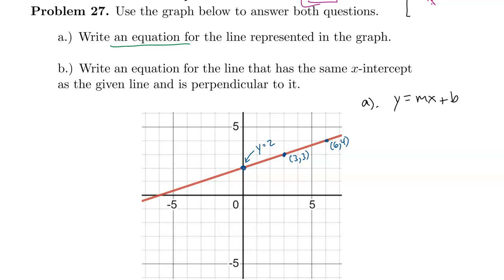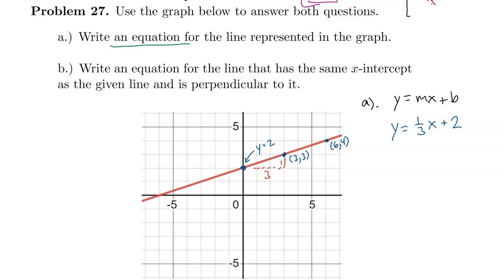And so I can do this visually, but I could also use the slope formula. I can see that the slope has a run of 3 and a rise of 1. So the slope is 1/3. So my equation is y = 1/3 x + 2.